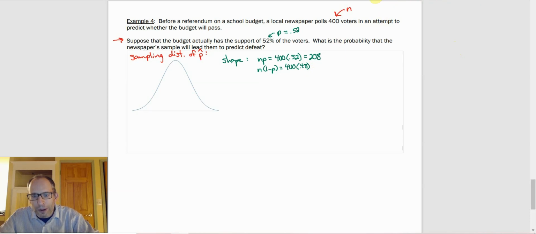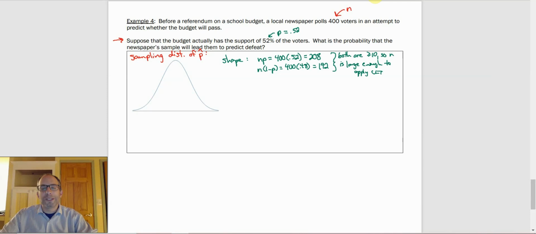That's 192. And they're both big enough, right? So we can just say, I guess, that both are greater than or equal to 10. So n is large enough to apply the central limit theorem.